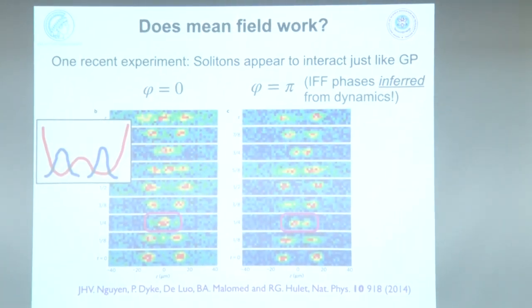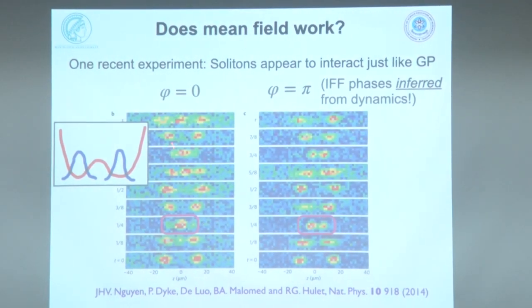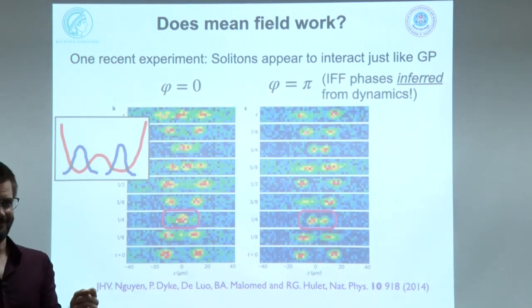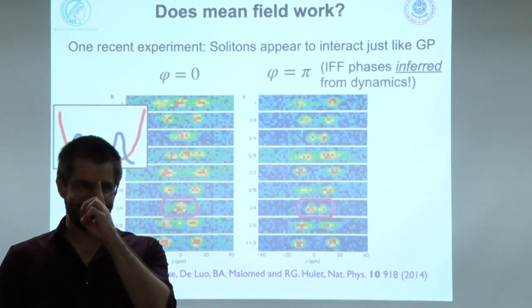And they find these two types of dynamics. And this one on the left, you say, okay, in between it forms one blob, right? So that's my attractive interaction. Here it always remains two blobs, so that's my repulsive interaction. And then I say this had phase zero and this had phase pi. All is good. One caveat.